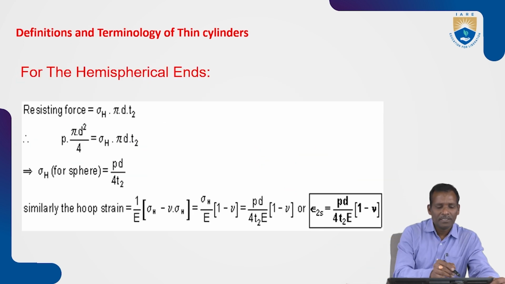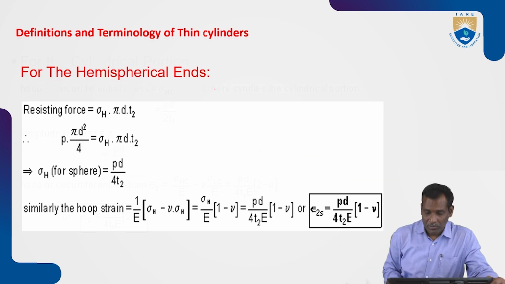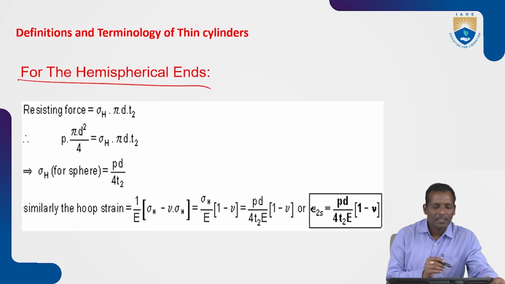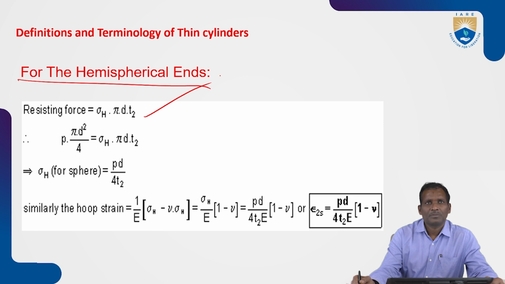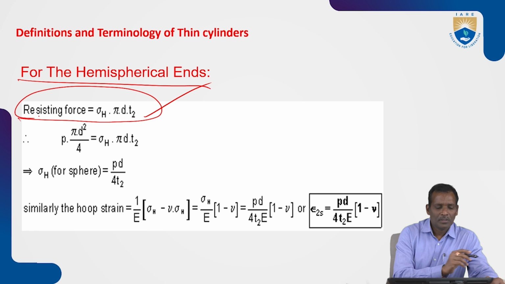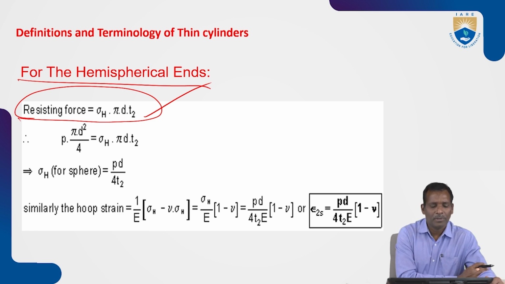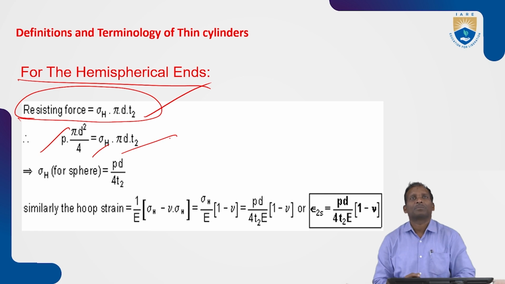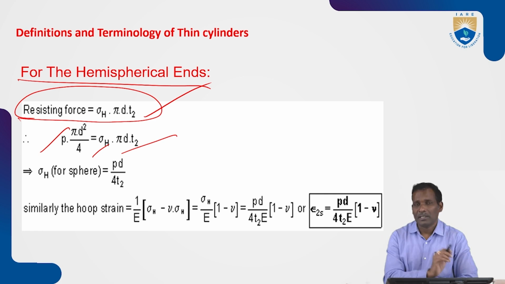For the hemispherical ends, the cylindrical portion we have already seen. What is the resisting force? The resisting force is pressure multiplied with area, which is equal to sigma_h, the hoop stress, into pi D into T2. This is the hemispherical ends area.